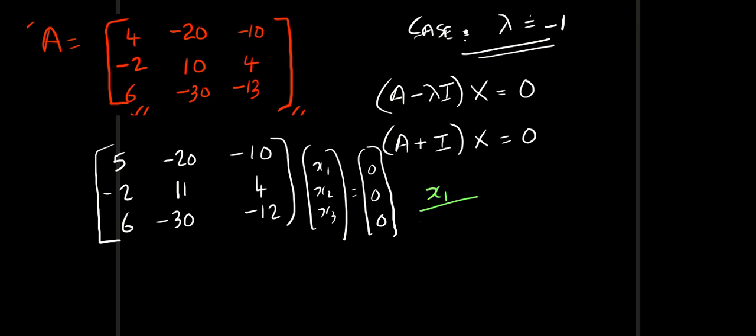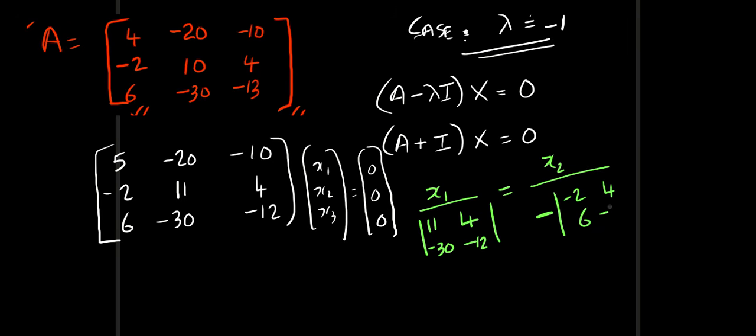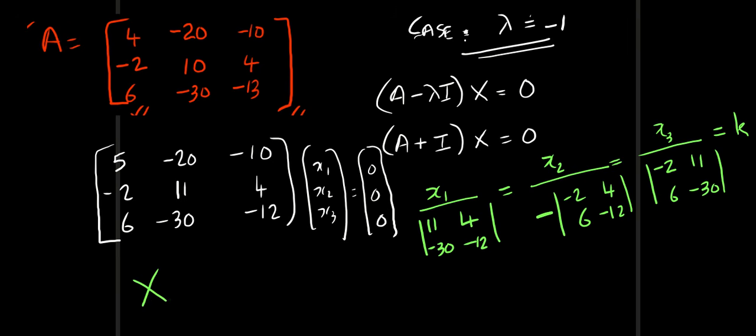So x1 by determinant 11, 4, minus 30 and minus 12. And that will be equal to x2 the whole divided by minus of determinant minus 2, 4, 6 and minus 12. And x3 the whole divided by determinant minus 2, 11, 6 and minus 30, and that will be equal to k. Okay, so I'm going to write directly, but you can show steps in the exam.